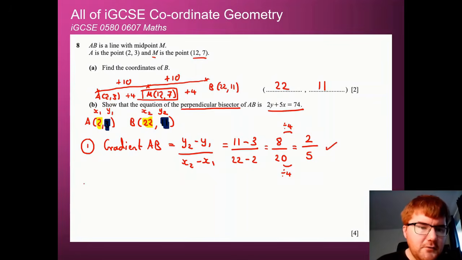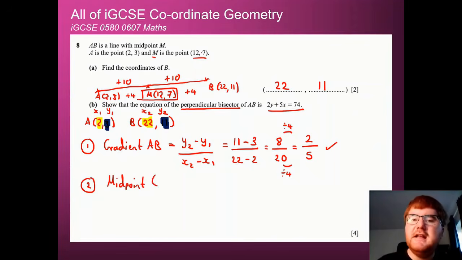Now step 2 would normally be to work out the midpoint, but we already have that in the question, which is very useful. So I'm going to write it down again. So our midpoint here is 12.7. We'll come back to that in a moment.